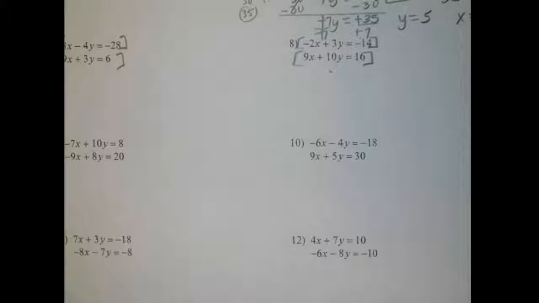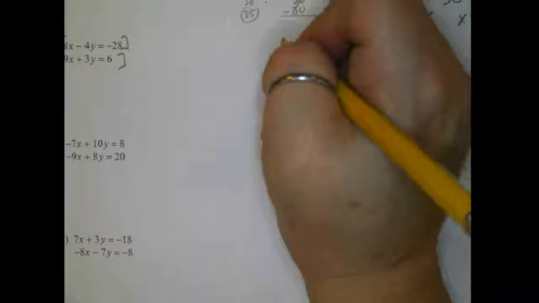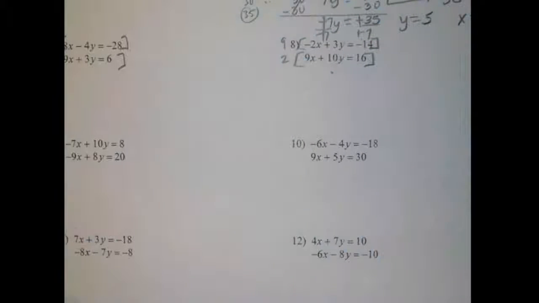So which one? This one already has opposite signs, right? So maybe I just want to do 9 and 2 and multiply by their numbers. That way I don't have to change my signs. Make sense?